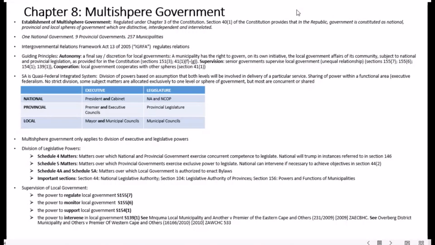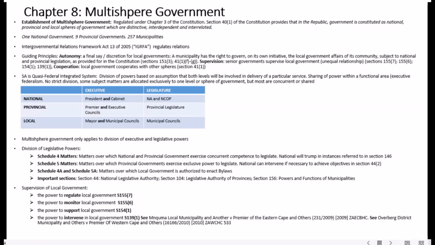So we see that there's an establishment of multi-sphere government in the Constitution. This is specifically and explicitly referred to. If you go to chapter 3 of the Constitution, you will see the discussion on multi-sphere government or cooperative government. And section 40, subsection 1 specifically provides that in the Republic, government is constituted as national, provincial, and local spheres of government, which are distinctive, interdependent, and interrelated.